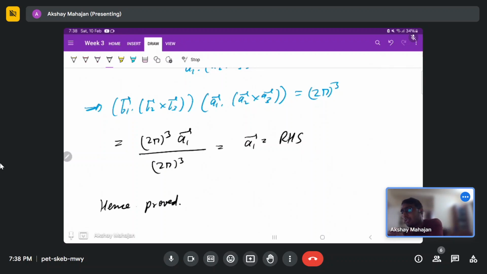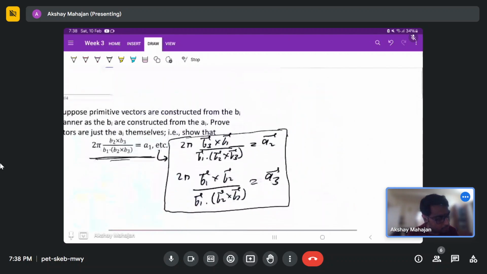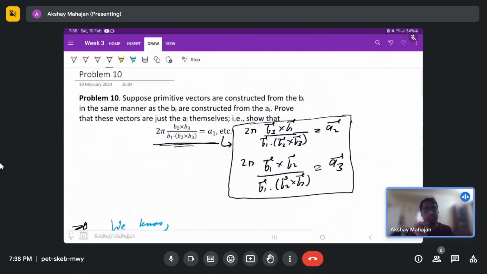Similarly, you can prove this extra part as well. For that, this is how we can make a2 and a3 from this b1, b2, b3.